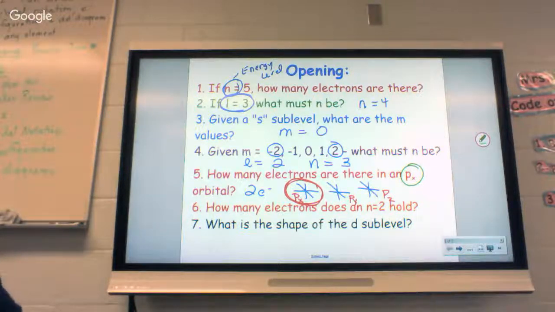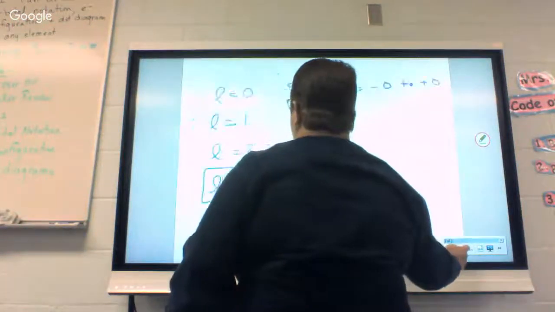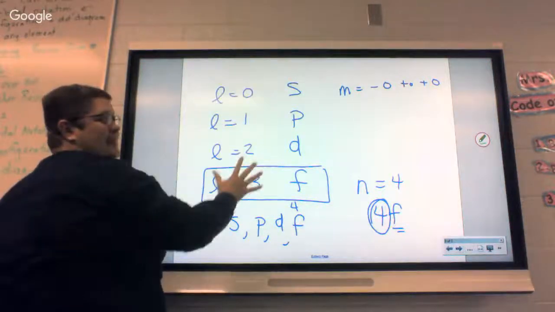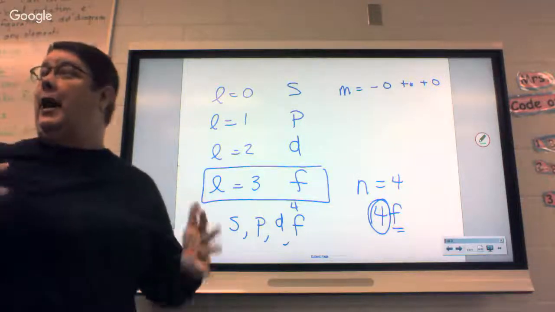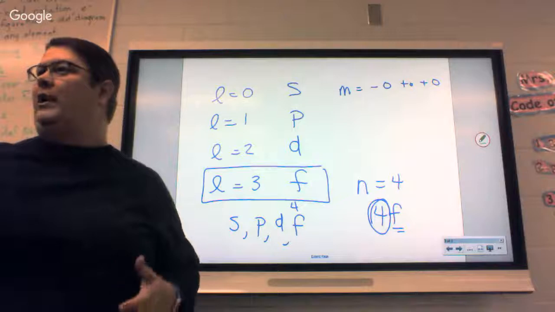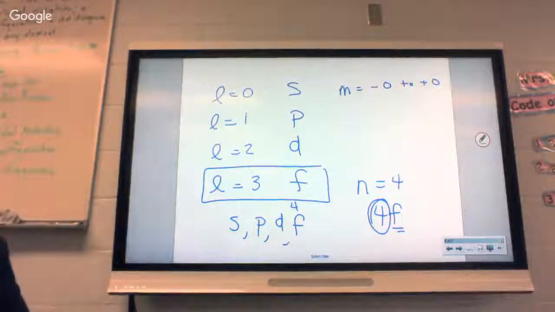Okay. Now, what's the L value of the P sublevel? Meaning, what number did we assign to L? These are the numbers we assign to the sublevel, okay? Remember, they're the quantum numbers, not the quantum letters. So we gave them numbers. These are the numbers we gave them. So what's the number we assigned to P?